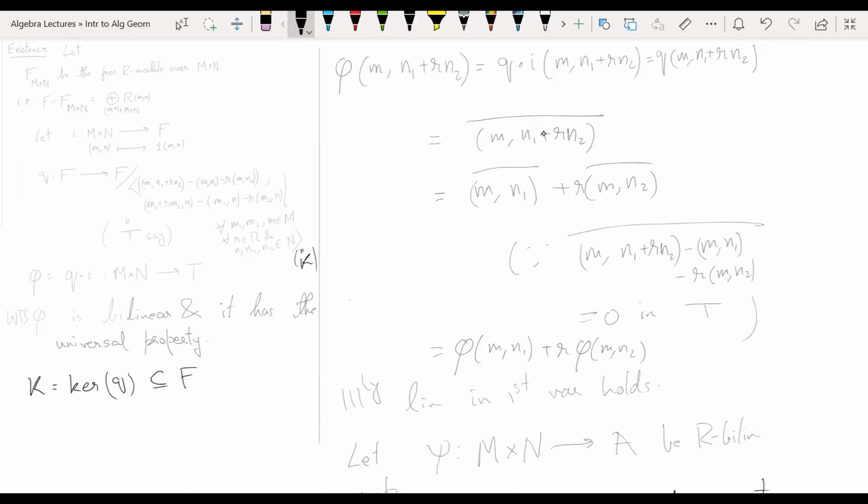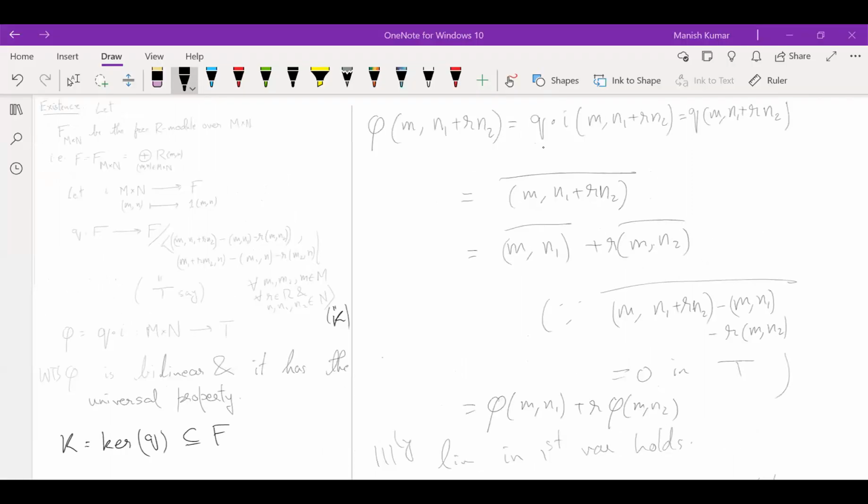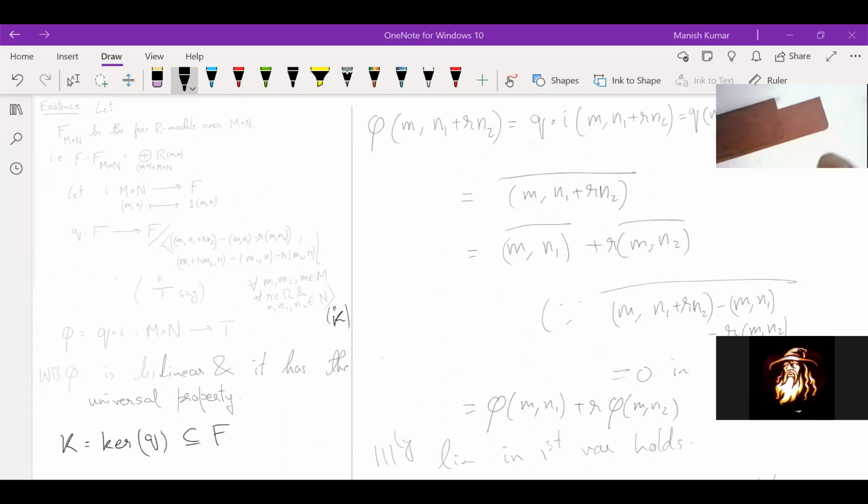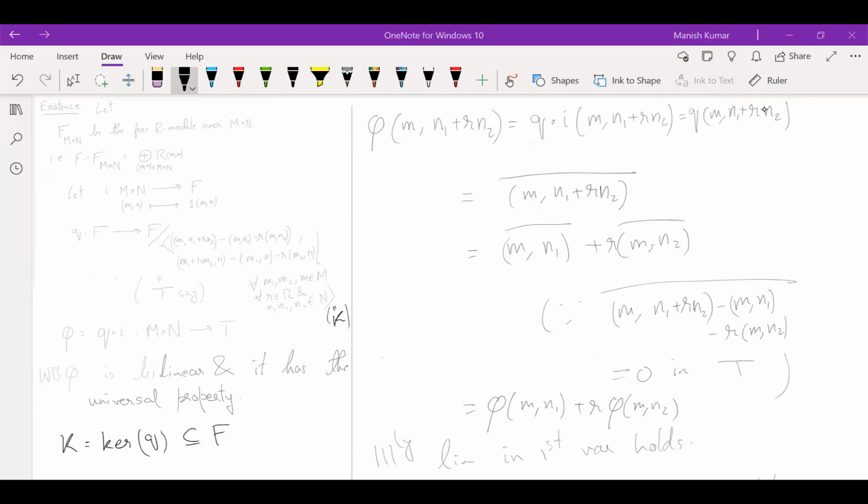Does this make sense? So this is the reason we were quotienting out by this guy. Is this clear? Are there any questions at this point? Anyone? Rishika, Arun, everyone is fine with it? Okay, good.